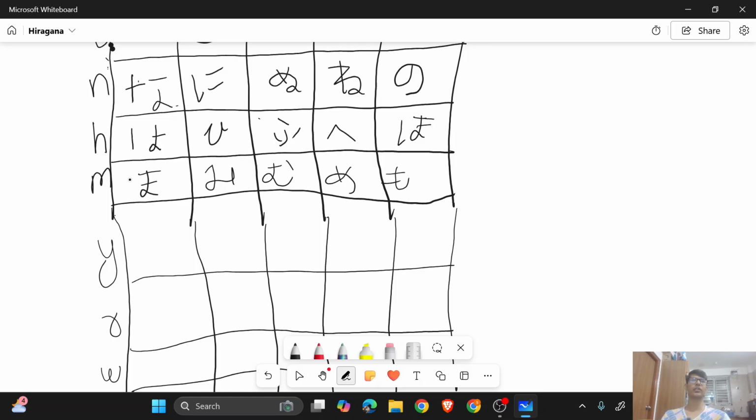In the Y consonant column, there are only three phonetics. That is in A vowel, together with U vowel, and together with O vowel. That will make Ya, Yu, and Yo.